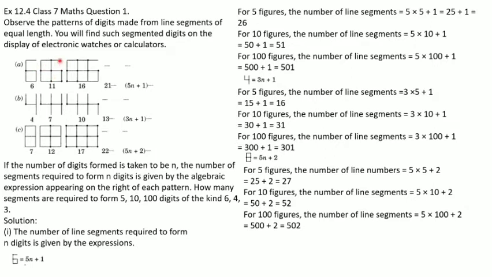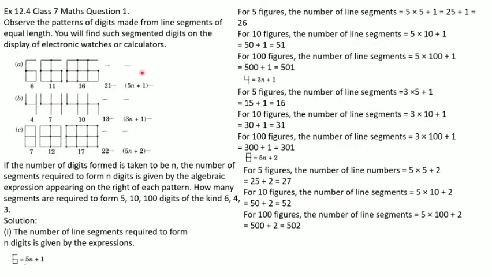The 2-digit number is made up of how many line segments? These are made up of 11 line segments. Let's check: 1, 2, 3, 4, 5, 6, 7, 8, 9, 10 and 11. So a total of 11 line segments are used to make a 2-digit number. Now, to make a 3-digit number, 16 line segments are used. Let's move to another part. You can see 21. That means 21 line segments are used to make a 4-digit number.